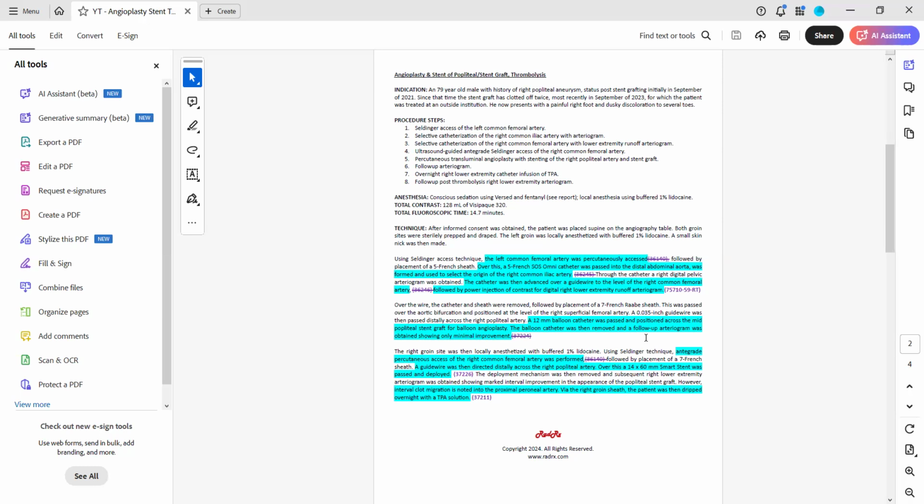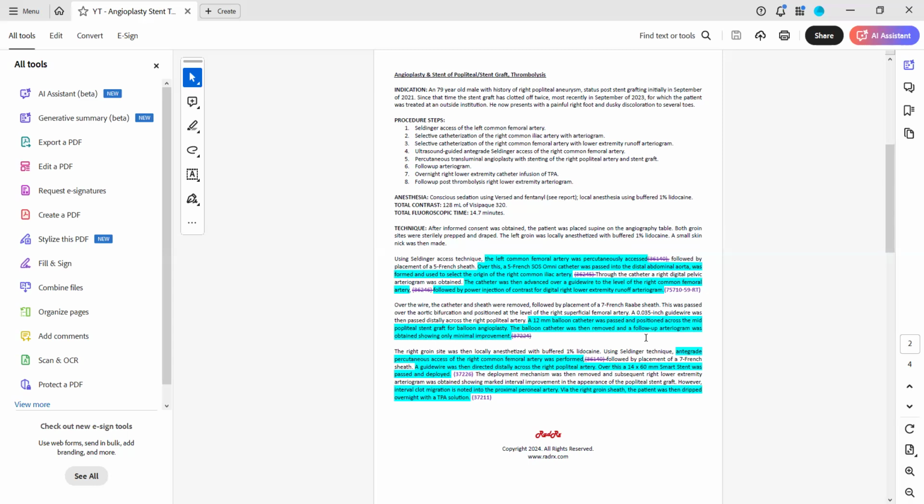So we have a 79-year-old male who has a history of a right popliteal aneurysm, and he's status post stent grafting. And then since that time, the graft has clotted twice. And then the patient was treated in an outside institution for that. He now presents with a painful right foot and dusky discoloration of several toes.